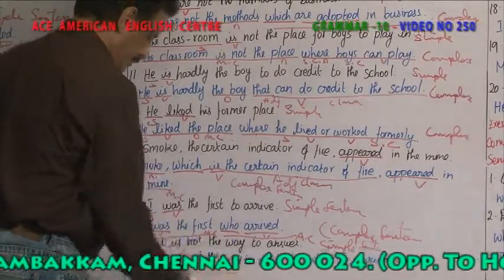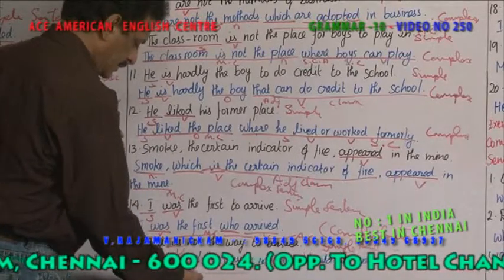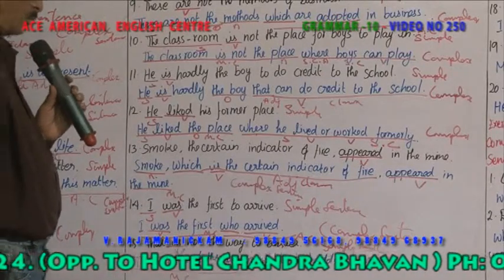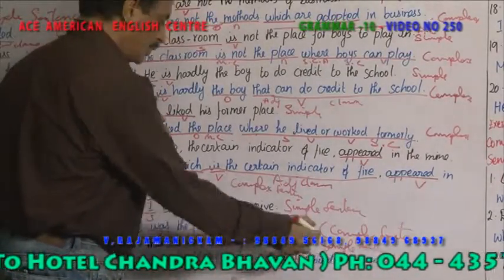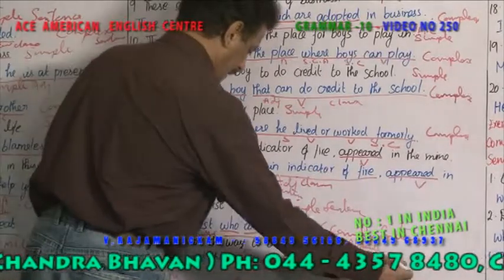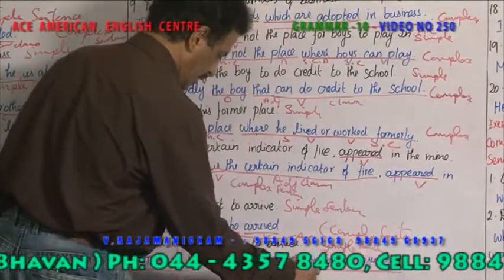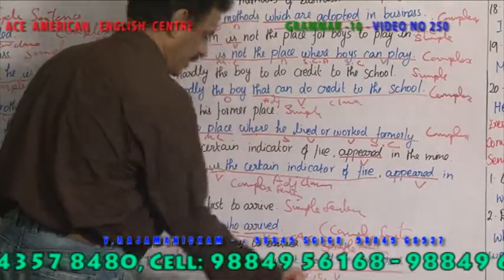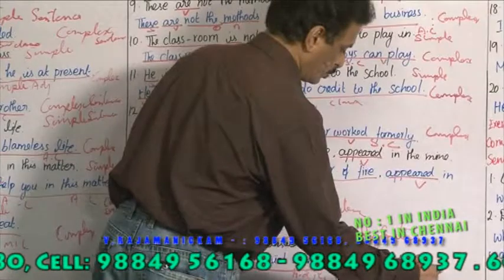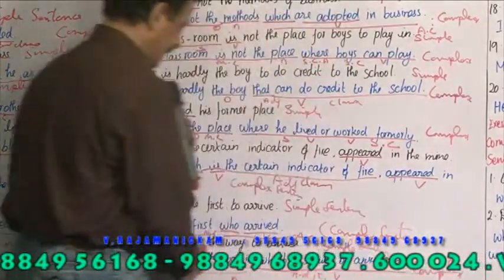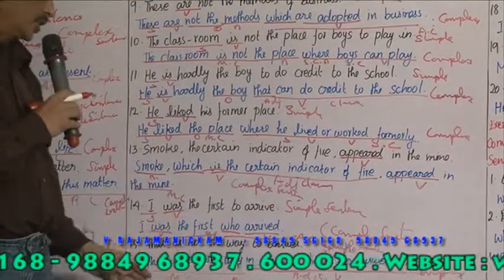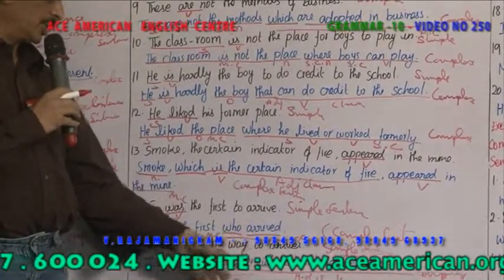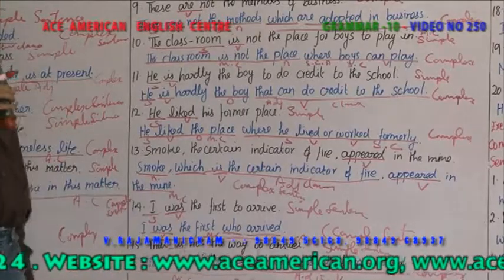So how do you change it into a complex sentence? That is not the way is the main clause. This is the verb. What way? Way is the noun. In which it should be answered. This becomes an adjective clause describing the way, and it should be is the verb here. So this becomes a complex sentence, where one sentence depends upon another. That is not the way to answer changes into that is not the way in which it should be answered.